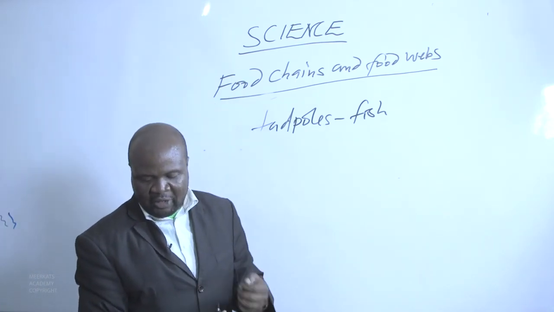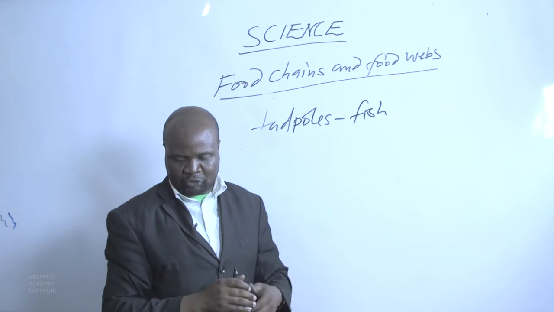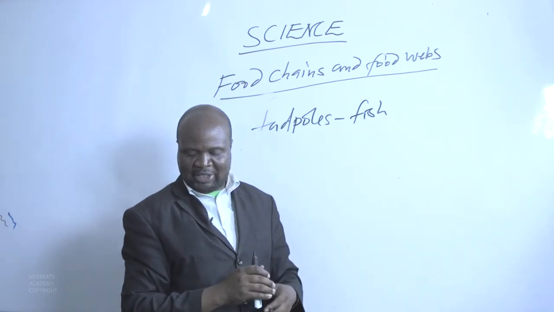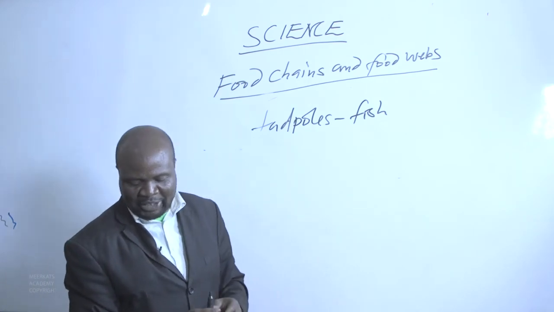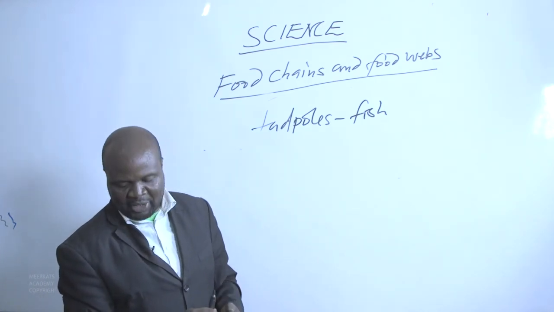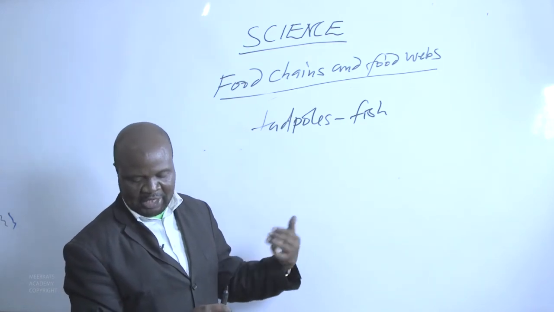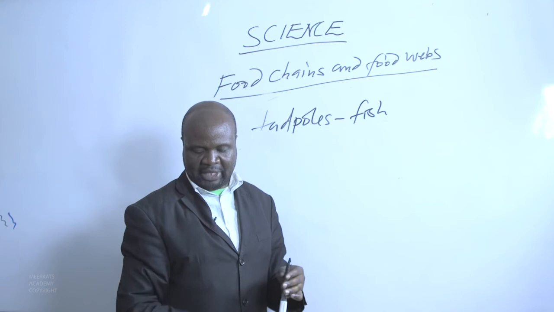So if the tadpoles change into frogs, before they changed there was enough food for the fish, but when they change, there would no longer be that food for the fish. But now even birds can start feeding on the frogs because they have changed. They were tadpoles, but they have become something else.